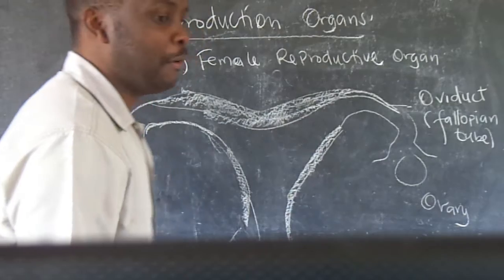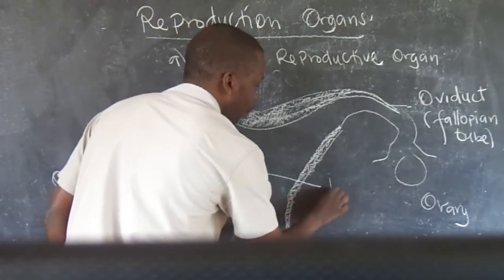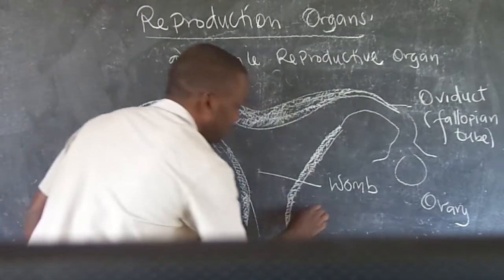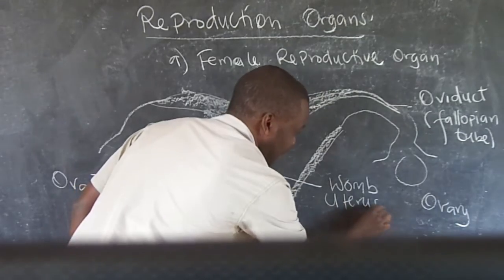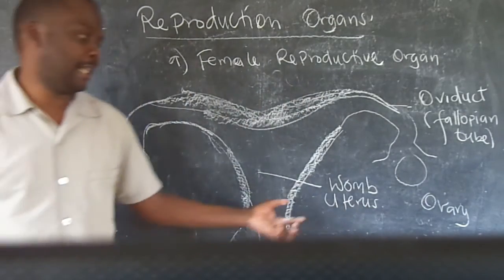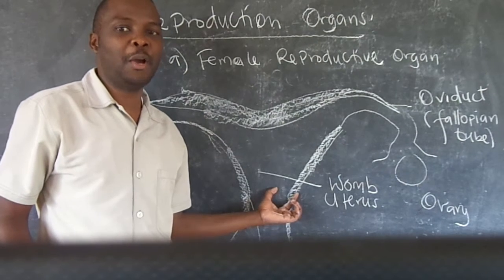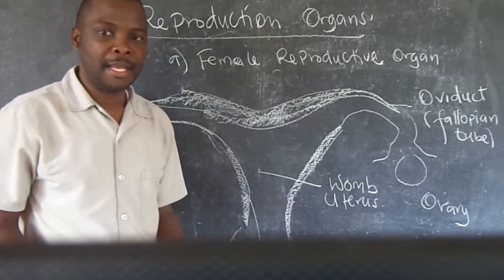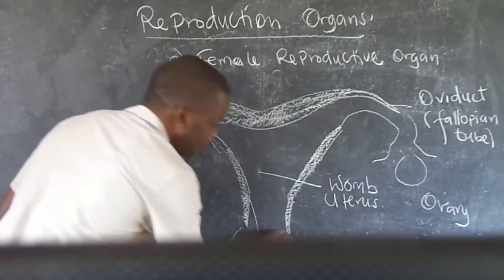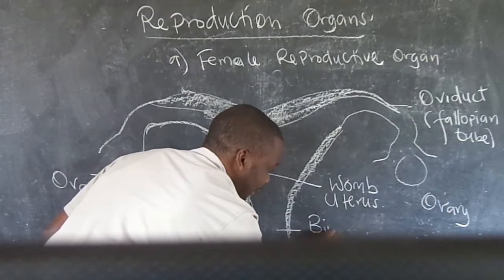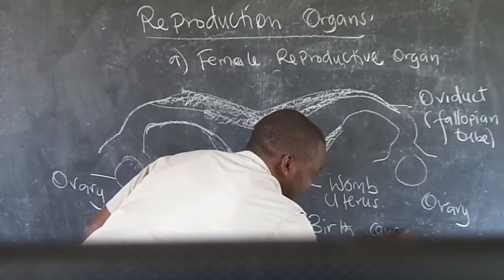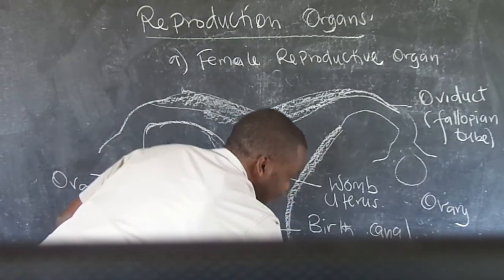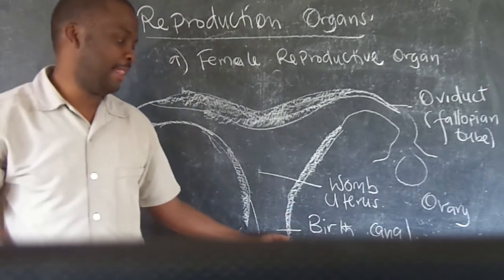From the oviduct, we move into what we call the womb. Another name given to the womb is the uterus. The uterus is basically where the child develops, where the baby develops. And then from the womb we go to what we call the birth canal. The birth canal is also called the vagina.